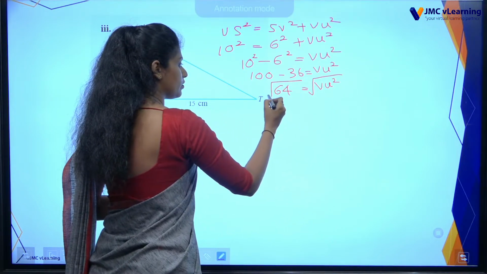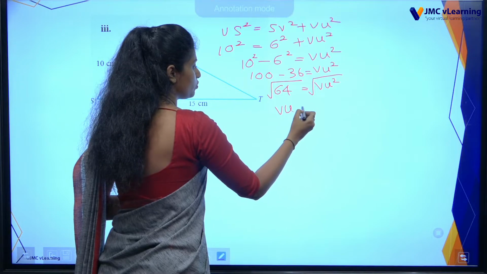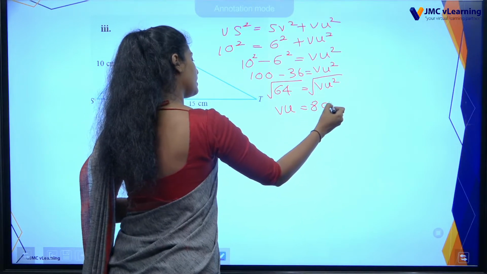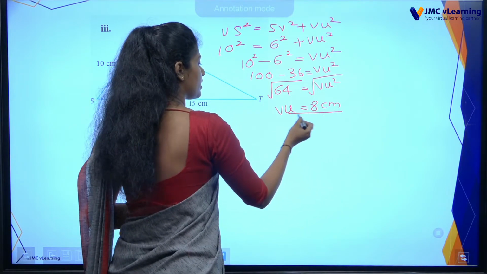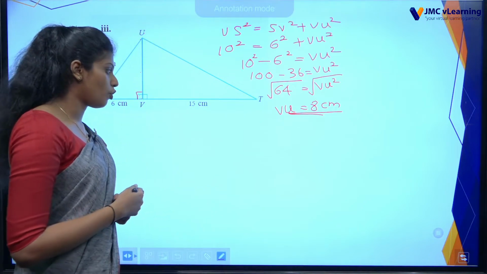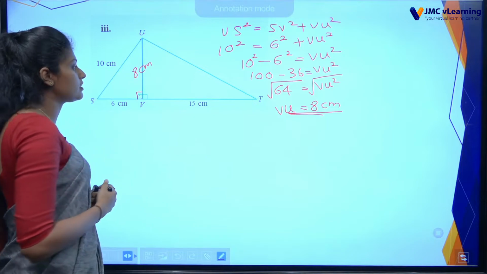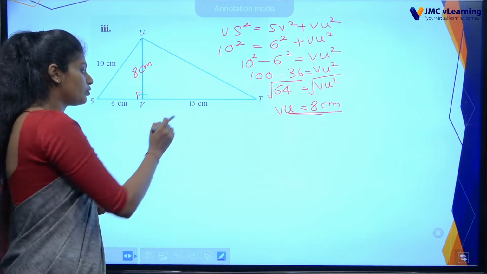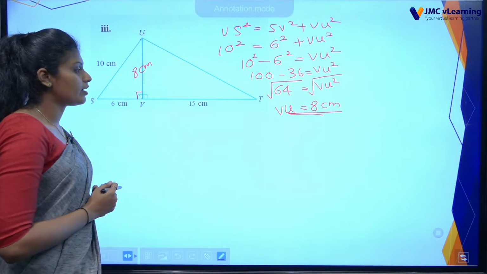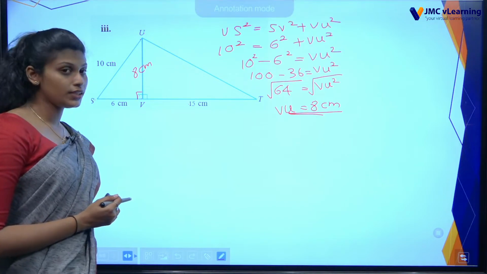Let's take the square root. So, VU length is 8 centimeter. Why is that? 8 into 8 is 64. Then this length we know, it is 8 centimeter. Now, using these two lengths, let's find the length of UT.